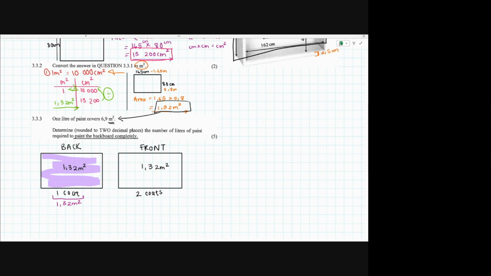However, when it comes to the front, I'm painting 1 coat, lovely, lovely, lovely, which will cover an area of 1,32 meters squared. But because I now need to paint a second coat, I have to cover another 1,32 meters squared. And so what that means is that 2 coats covers the area twice.